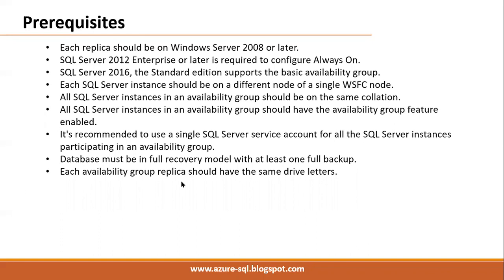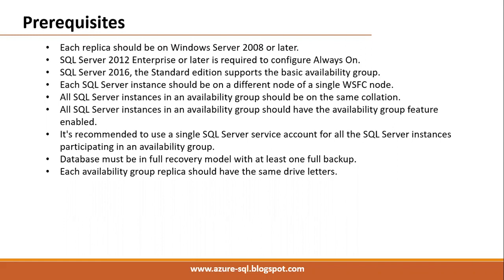Each availability group replica should have the same drive letters. Generally, this is a best practice, not compulsory. For example, in node A, replica one, we have C, D, E drives, and node B also has C, D, E, the same drive letters. Why? Because whenever we add an extra file to the primary database, the same file should be added automatically on the secondary. To follow those conditions, the drives must be the same.